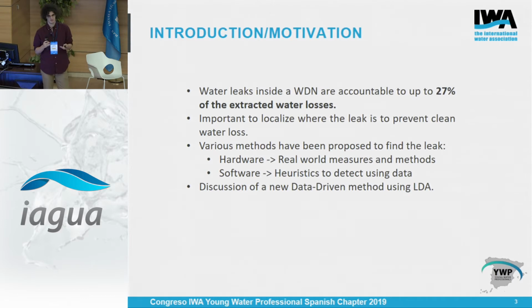You might not know, but water leaks count up to 27% of all the extracted water losses inside a network, which is a huge amount. It's important for us to localize where this leak is so the water companies can send a team of people to go and fix the leak as quickly as possible. That's a very important reason to not lose water and to be able to address the humanitarian crisis that is the shortage of water. There are various methods to do this. There are hardware methods, like specialized tools that can detect the flow of the water, and there's also software using data and heuristics and all the buzzwords to be able to detect it. We'll be talking about that.